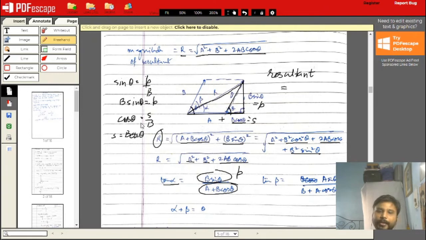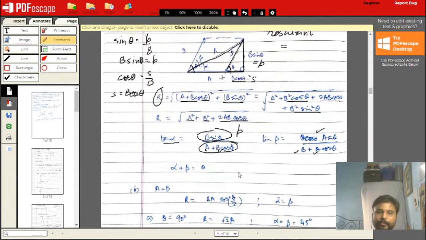Similarly, we can also write tan beta. We simply exchange A and B. In place of B, we have A, and in place of A, we have B. So A sin theta upon B plus A cos theta. This is tan beta. So from these two ratios, we can find tan alpha and tan beta. We already know alpha plus beta is theta. Next, we want to study some particular cases.